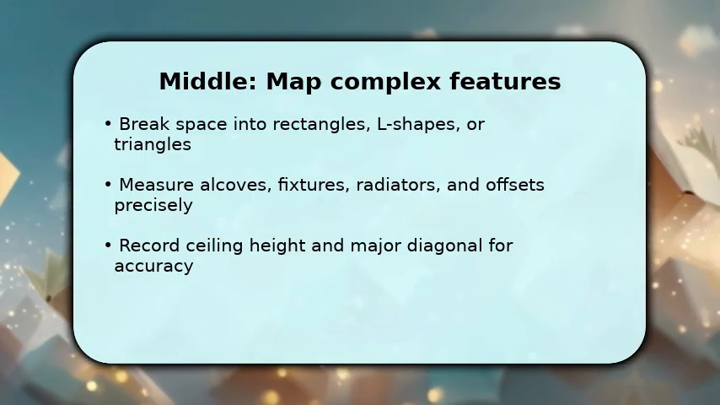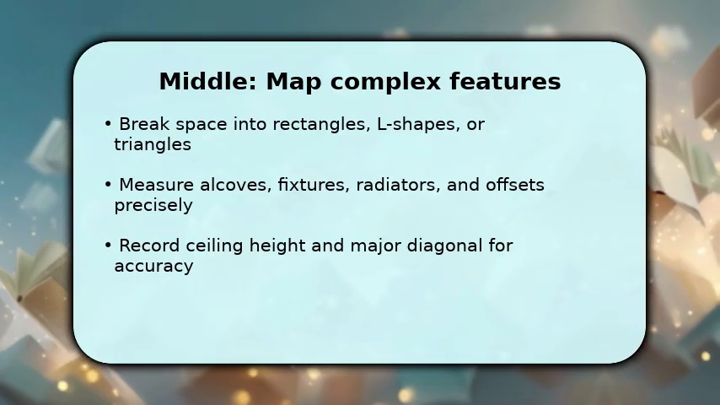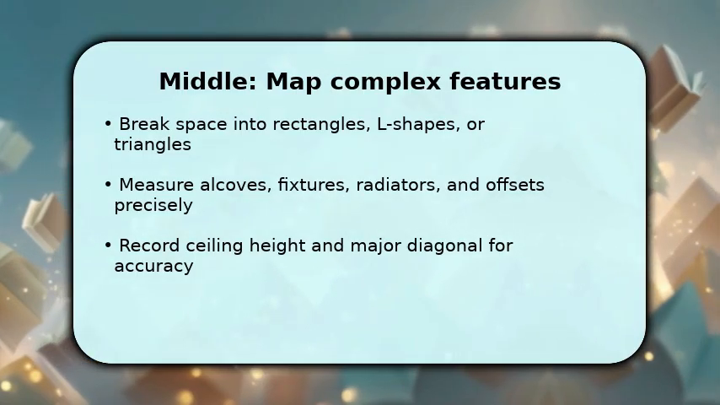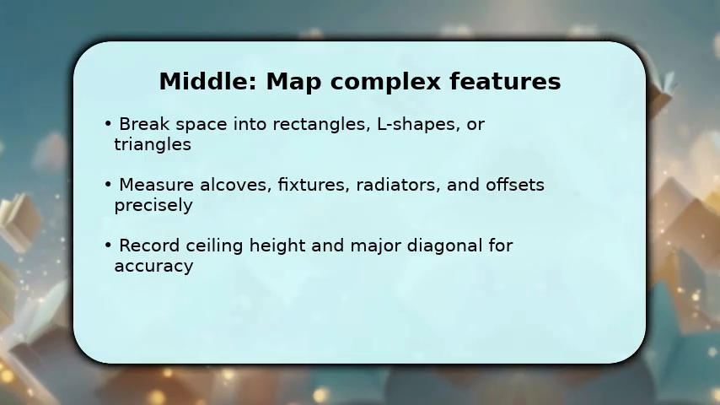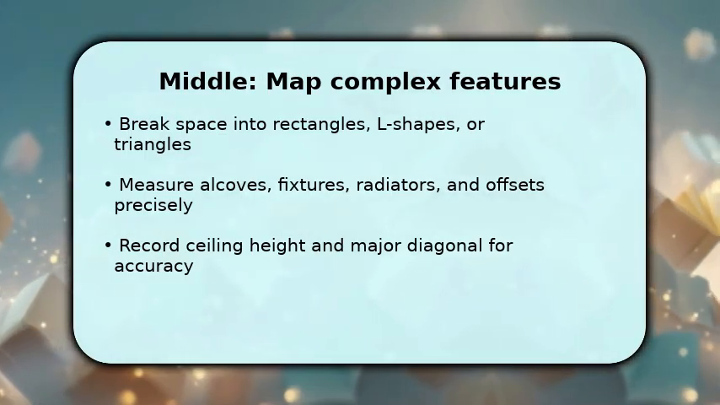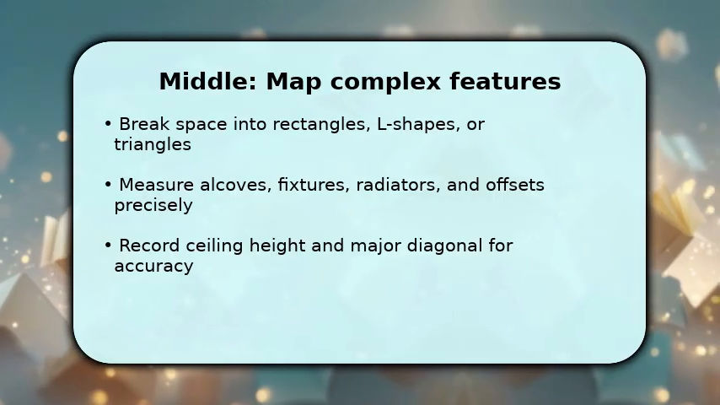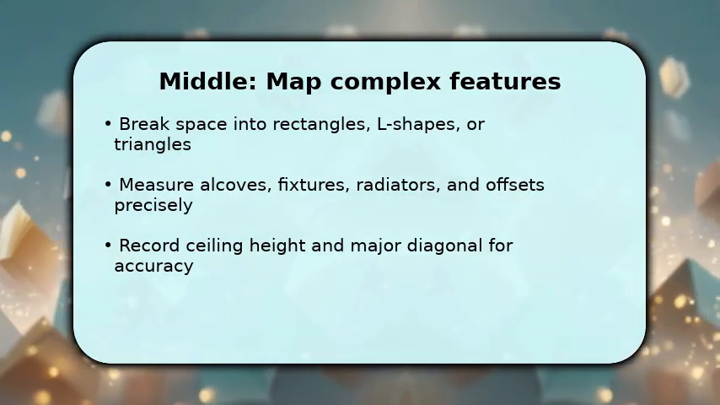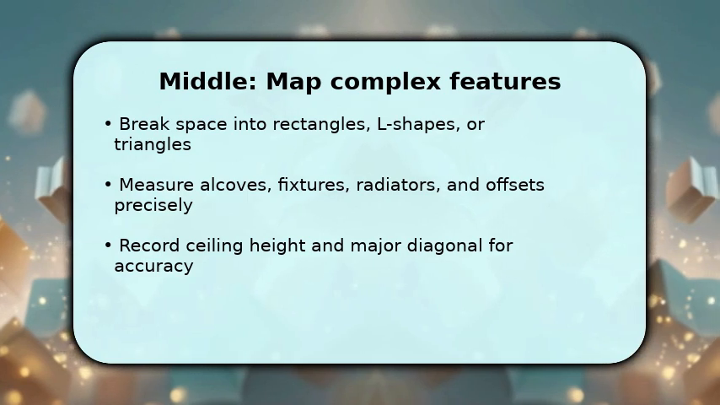Measure offsets, built-ins, and fixtures from the nearest wall and record perpendicular distances. This prevents cumulative error. Once done, take a diagonal measurement across larger rooms to confirm squareness and write down ceiling height at one or two spots to ensure vertical consistency when translating to scale.